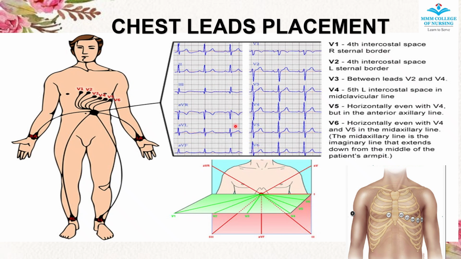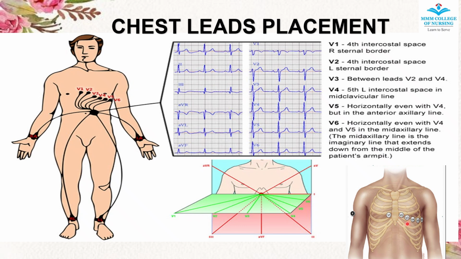Like the limb leads, the chest leads also have their own landmarks where the electrodes will be positioned. V1 will be positioned at the 4th intercostal space at the right sternal border, and lead V2 will be positioned at the 4th intercostal space but at the left sternal border. Lead V3 will be positioned between V2 and V4.